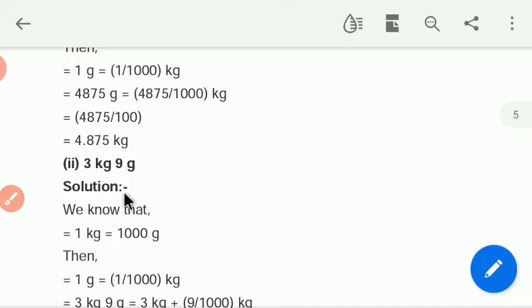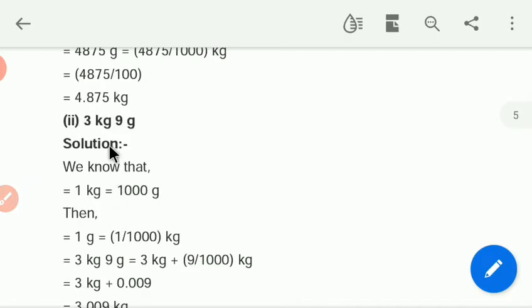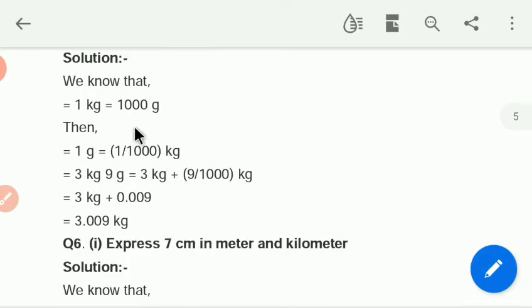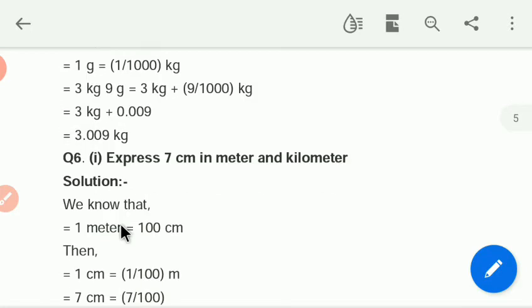The next, 3 kg 9 gram. As we have seen in rupees and paise questions, here also 3 is given in kilogram already. Only we have to change 9 gram to kilogram. So for changing, what we have to do? We know that 1 gram is 1 upon 1000 kg. So 9 gram will be 9 upon 1000. So 3 kg plus, 3 zeros are there. It means we have to put the decimal after 3 numbers. So 9, only single digit is given. It means we have to put extra zeros. So 0.009. Now add this. So it will be 3.009 kilogram.